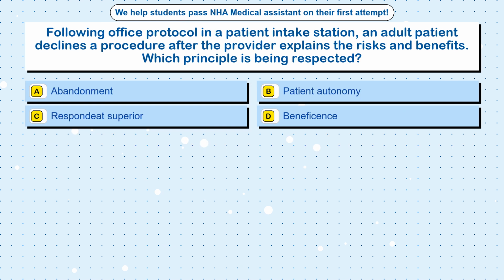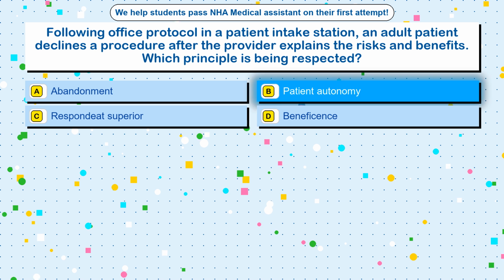Question 31. Following office protocol in a patient intake station, an adult patient declines a procedure after the provider explains the risks and benefits. Which principle is being respected? Option A. Abandonment. Option B. Patient autonomy. Option C. Respondeat superior. Option D. Beneficence. The correct answer is option B.